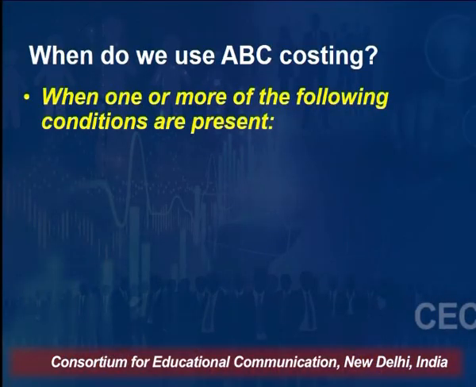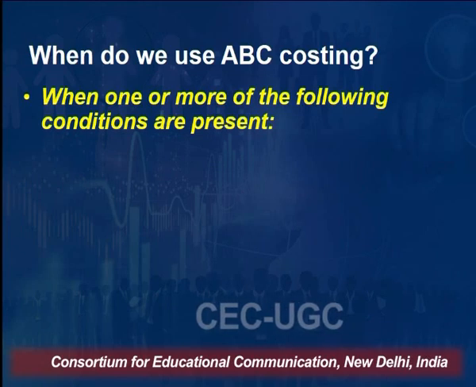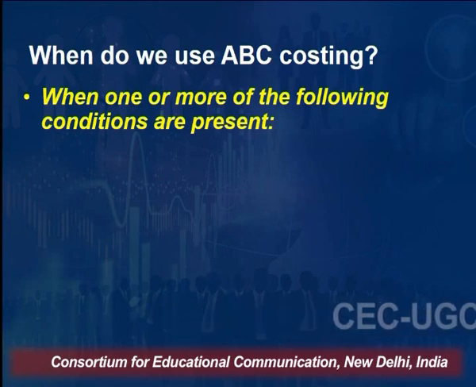This is the question in front of us, and the answer is, if you are facing one or more of the following conditions, then you must use ABC, activity based costing, as a tool for your decision making. So these are the situations. You can find the presence of one or more of the following situations and conditions, and if it is persisting there, then you have to make a decision that yes, I'll be using ABC costing.